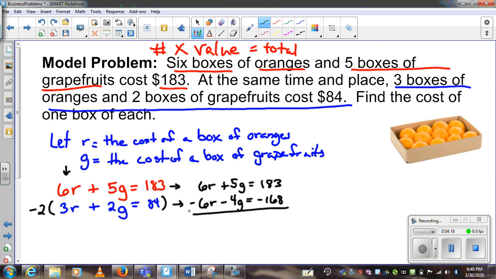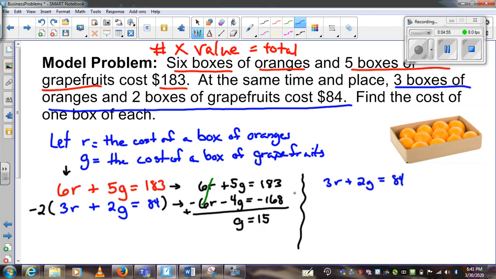And then I'm just going to go ahead and add these 2 equations together. So your 6R and your negative 6R cancel. 5G minus 4G is 1G equals 15. Now that I have that, I could take that and plug that into either one of the original equations, and I think I like the one in blue, so I'm going to go with our 3R plus 2G equals 84.